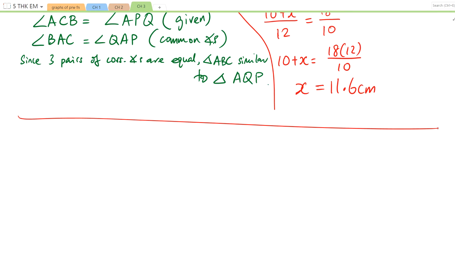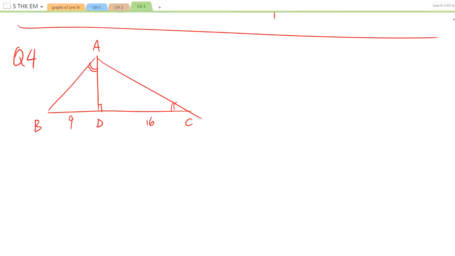I will draw in the triangles again. ABD, let me highlight it, is supposed to be similar to, what is the other one? CAD. So, I'm going to draw a bigger triangle this time. Okay? But I'll try to draw it in the same orientation but bigger.